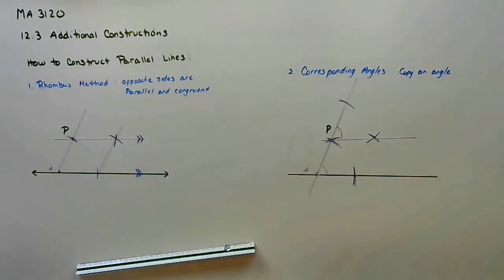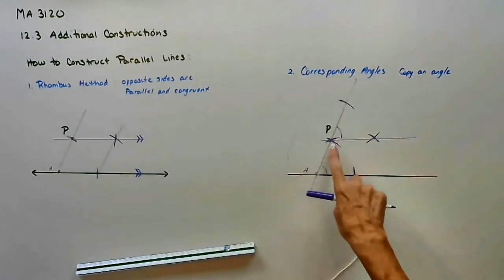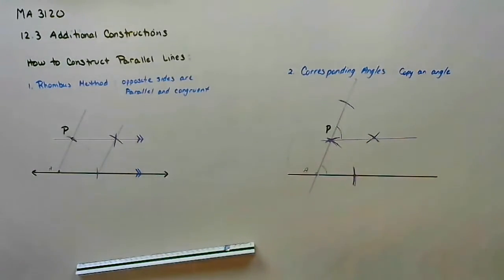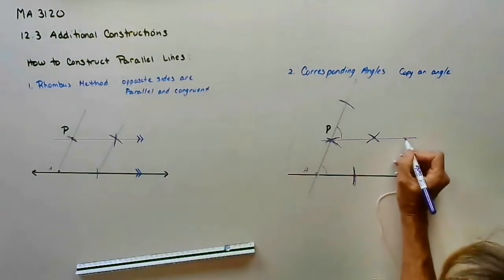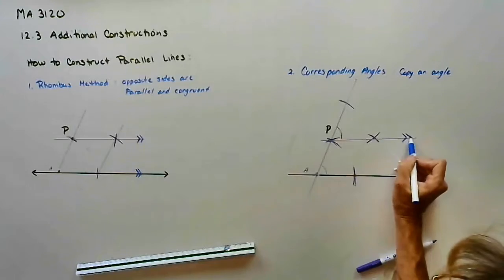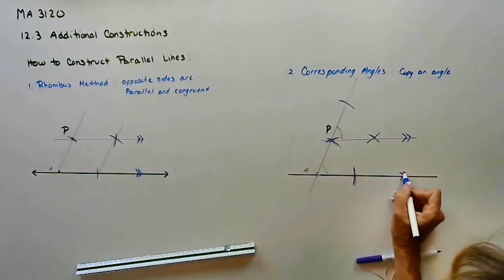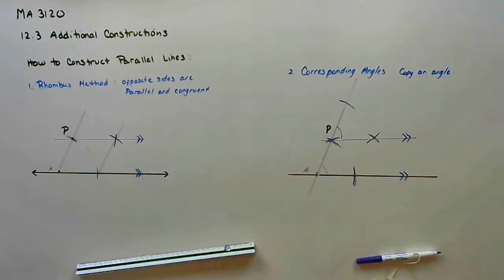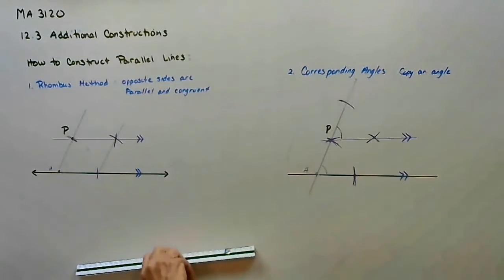All right, so we copied it just like we did before. We just copied it into space and then ended up creating the other line segment. And now we end up with, again, parallel lines by copying an angle. By copying an angle, we created corresponding angles.